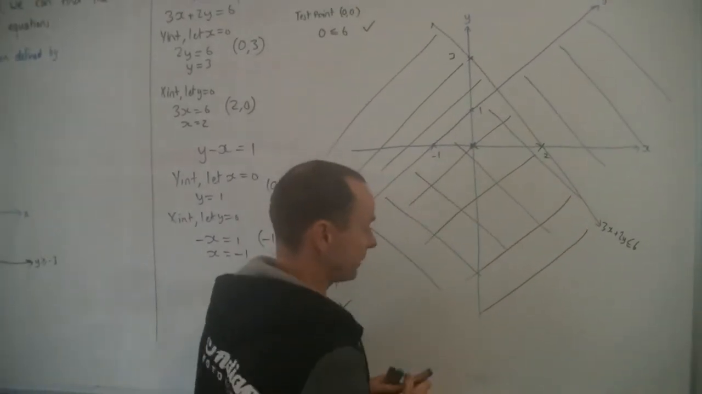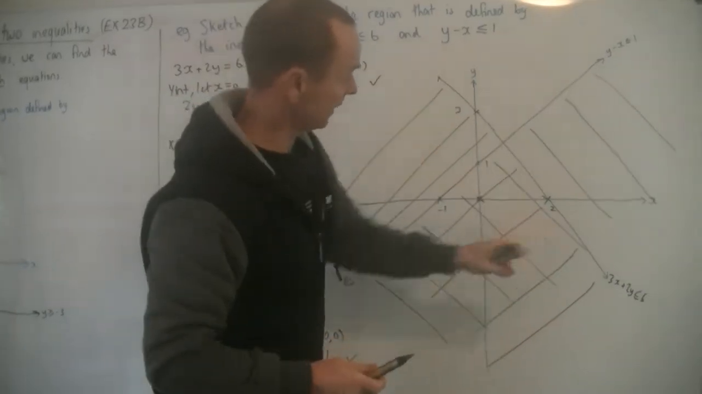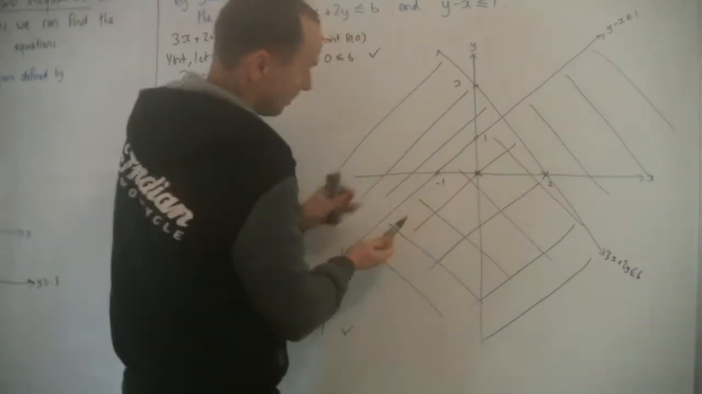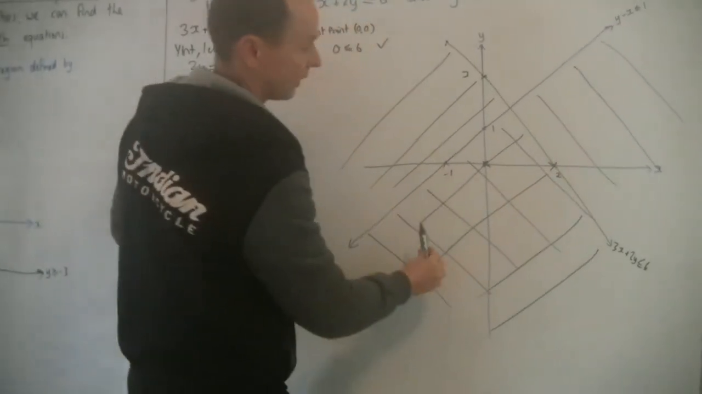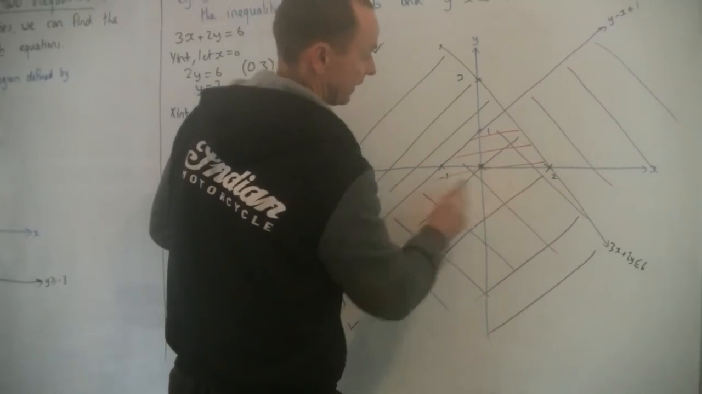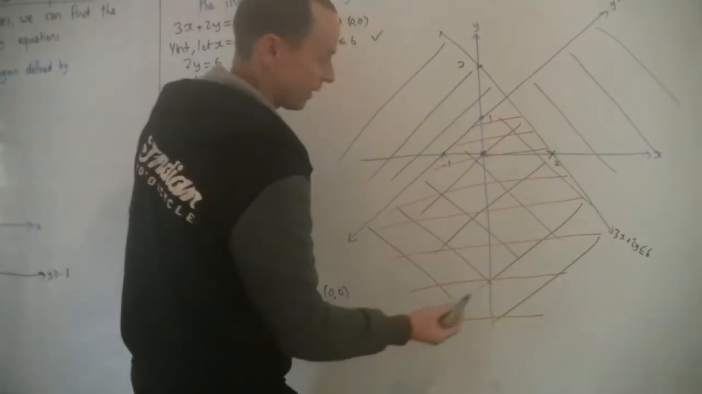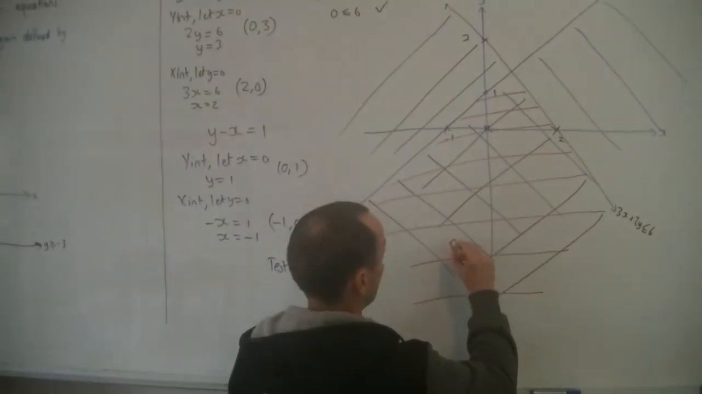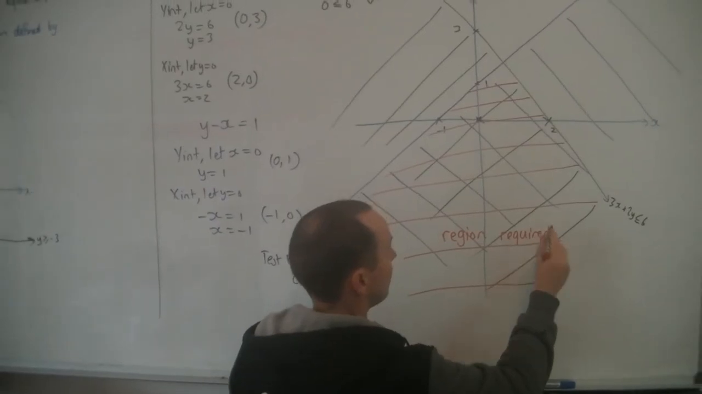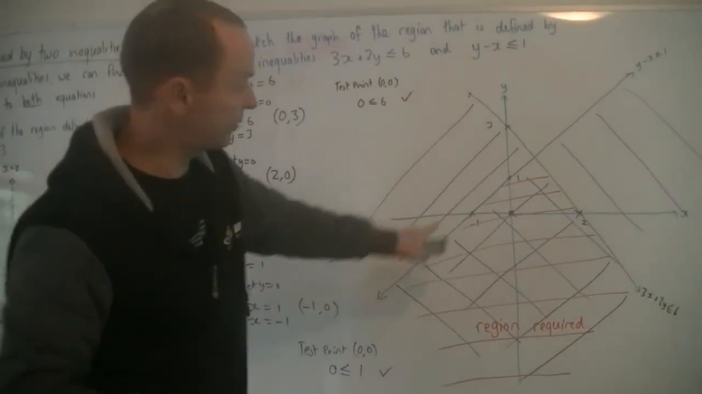Now we're almost done. I'll do this next bit in red. So there's our two equations, and this section here you can see, below this line and to the left of that line, see how it's the region required for both sections. So I'm going to colour that in there like that. See how it gets complicated, it gets a bit messy. So this red section here is the region required. As long as you make it clear and have different colours perhaps, this is the region required.